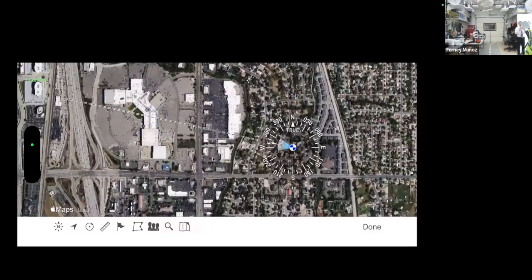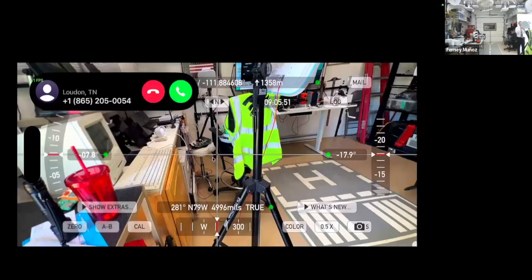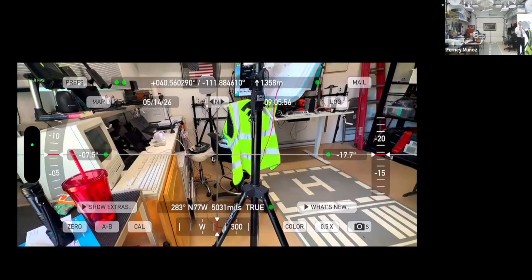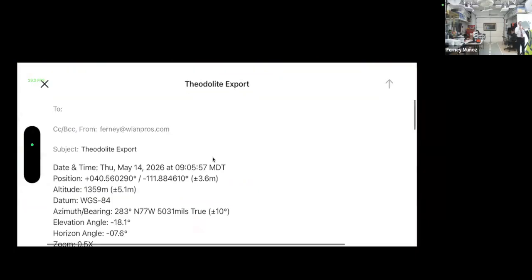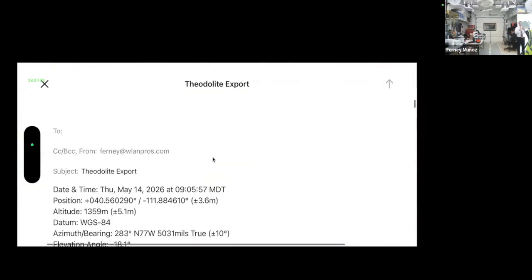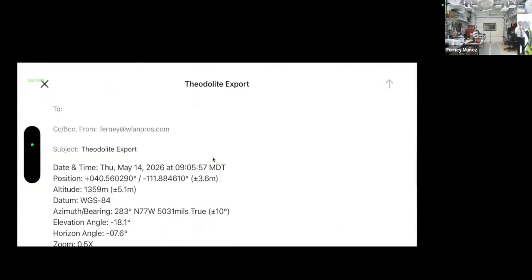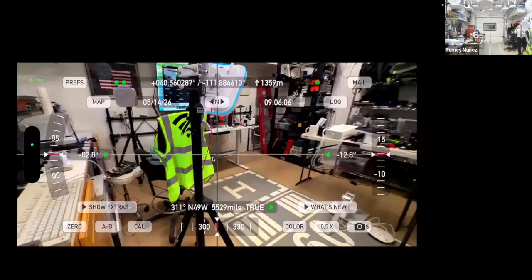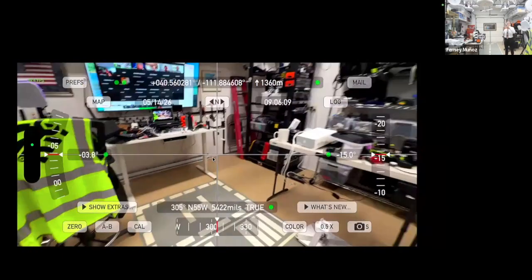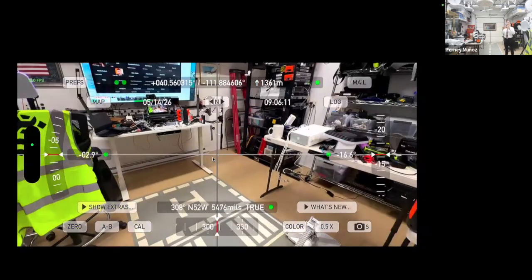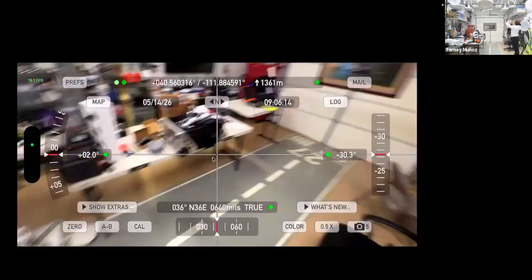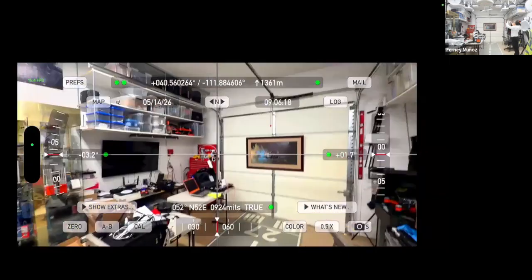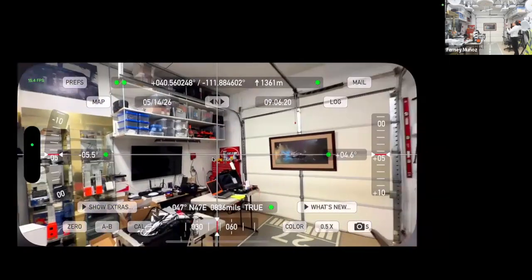Also, I can take screenshots of these. I can send, see up where it says mail, upper right corner over here, an email with all the coordinates, altitude and GPS and all the information about this location. And you can use this in your documentation. You just take a screenshot of this and add it to the installers and say, hey, over there is where I want the antennas, and then add all of this additional information.